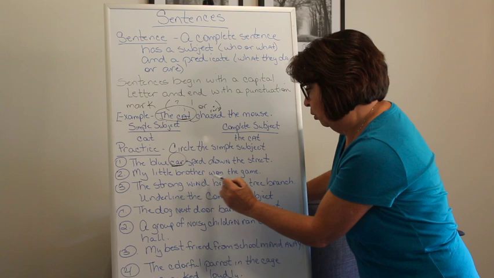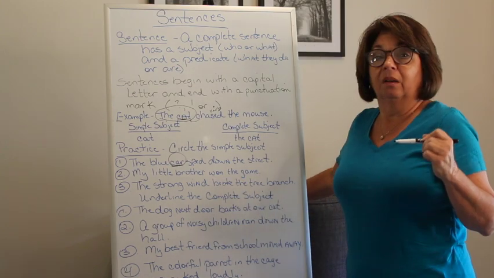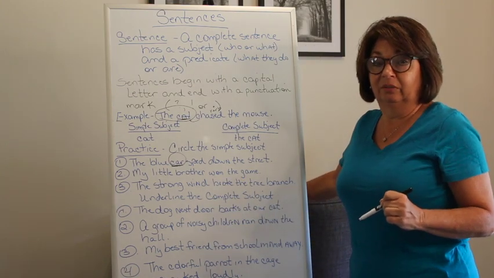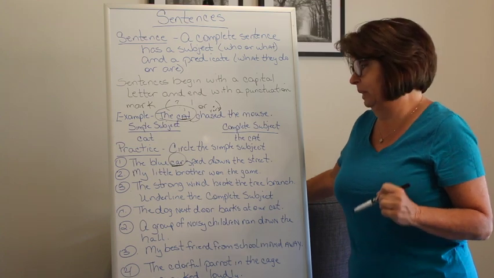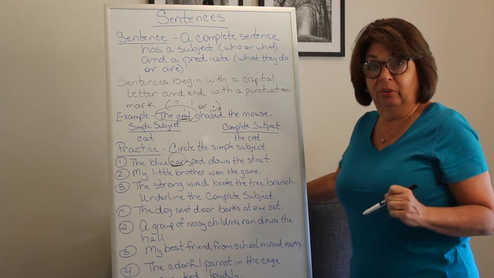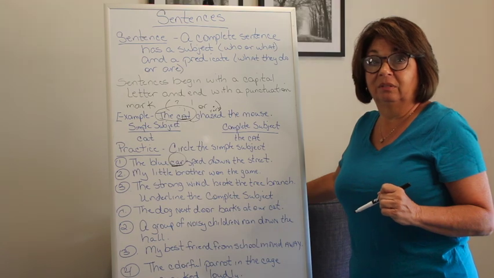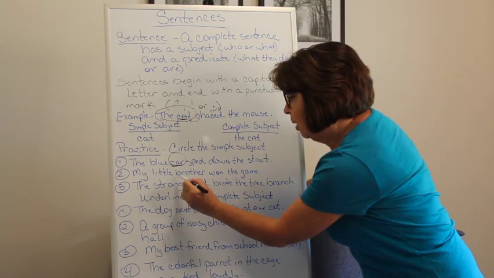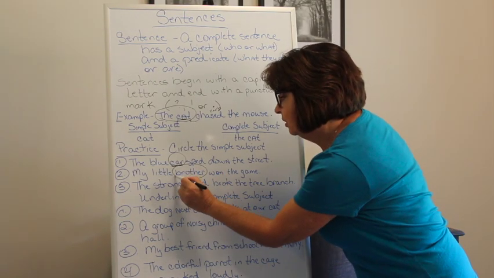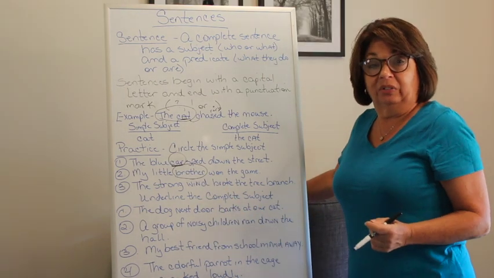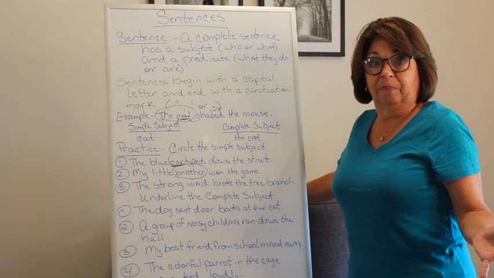Next one, my little brother won the game. Who is this sentence about? Think about it for 1 second. My little brother won the game. Who is this sentence about? Yes, if you said your brother, you would be correct. So the simple subject of this sentence is simply brother.